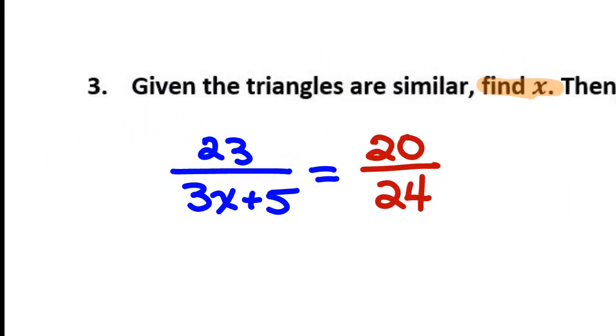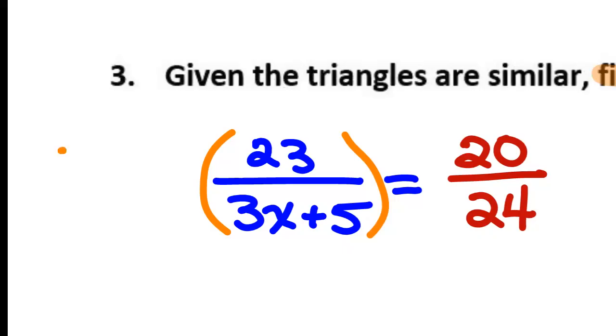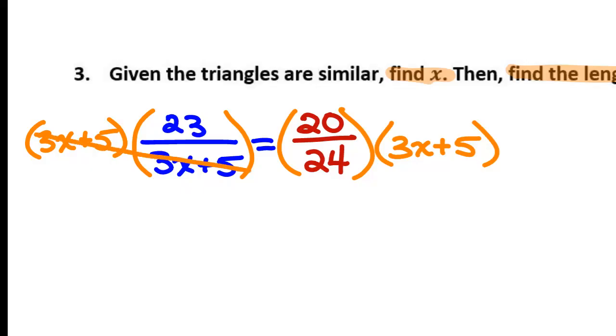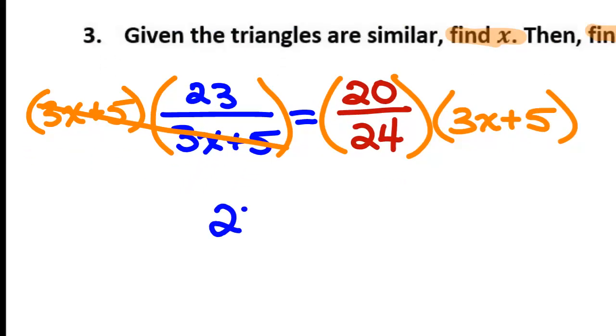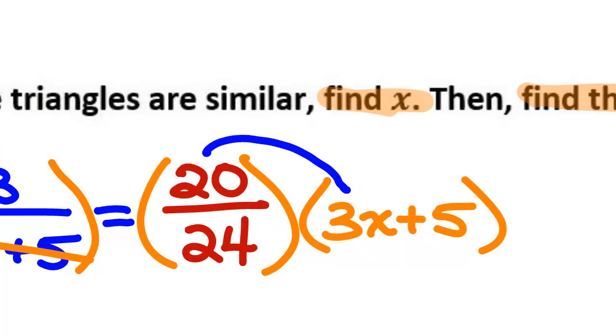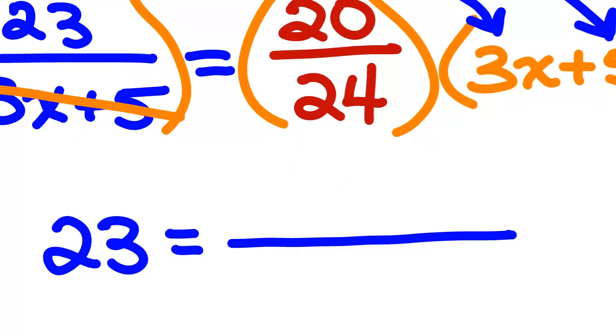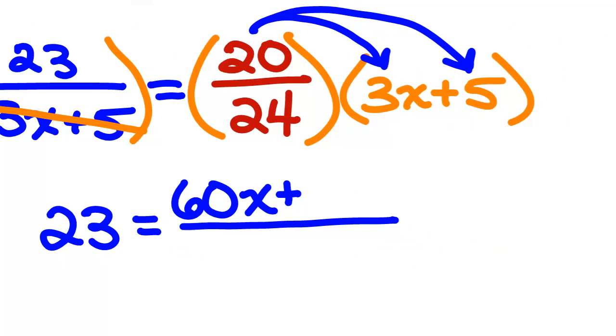All right, let's do some multiplying. Let's multiply both sides by 3x plus 5. All right, so it's going to cancel out over on the left. So on the left side, the only thing I have remaining is 23. Over on the right-hand side, my numerator of 20 has to distribute to both the 3x and to the 5. What is 20 times 3x? 60x. Plus, what is 20 times 5? 100 over 24.